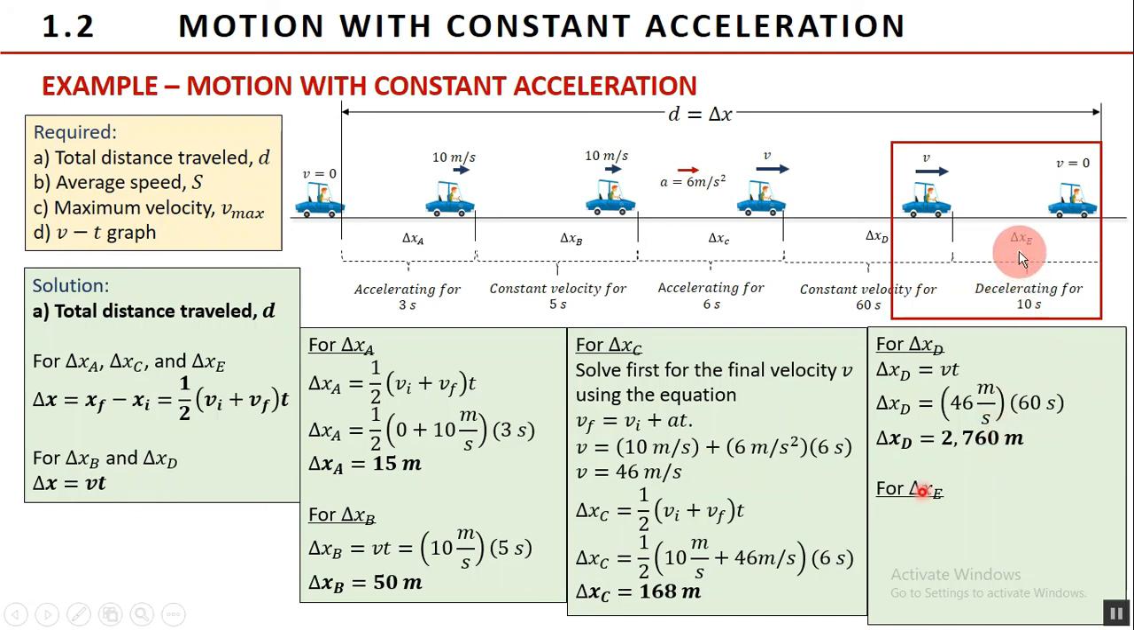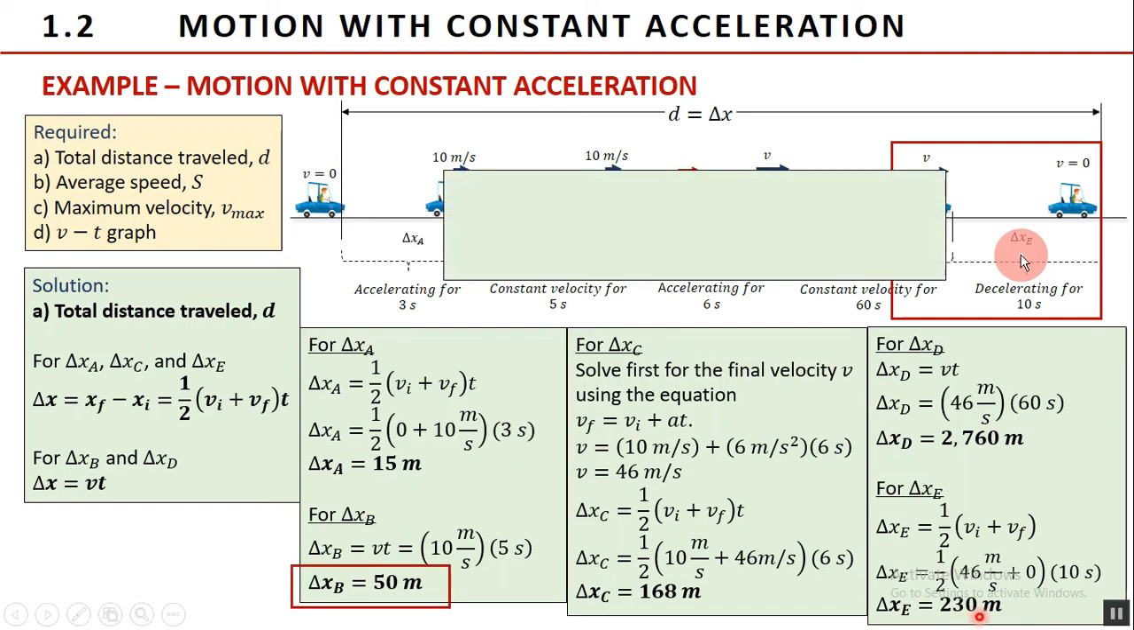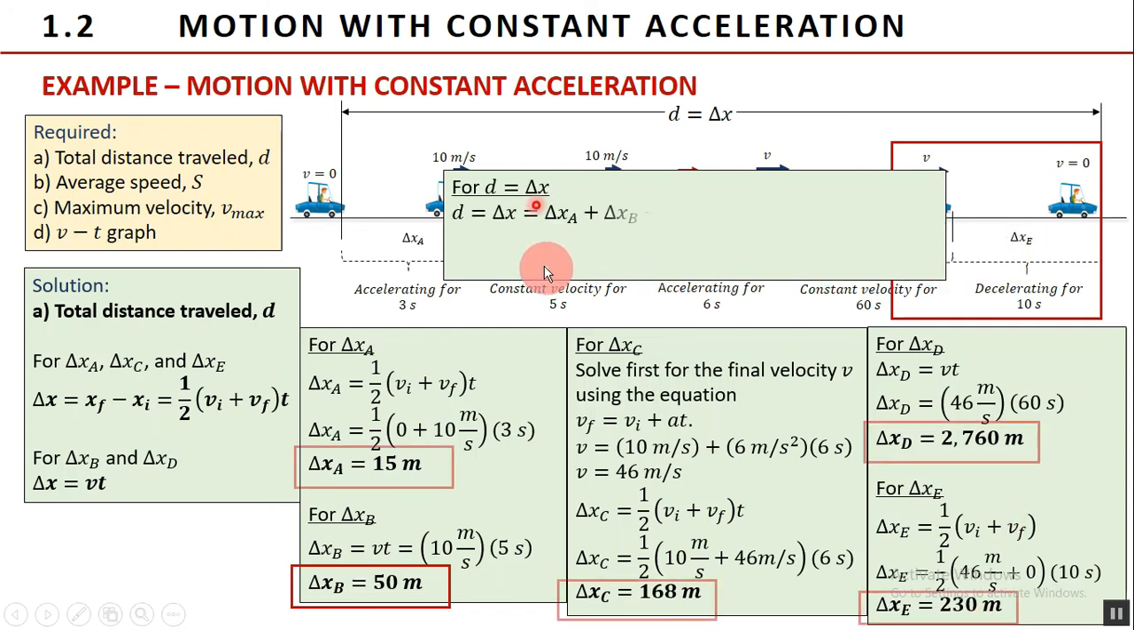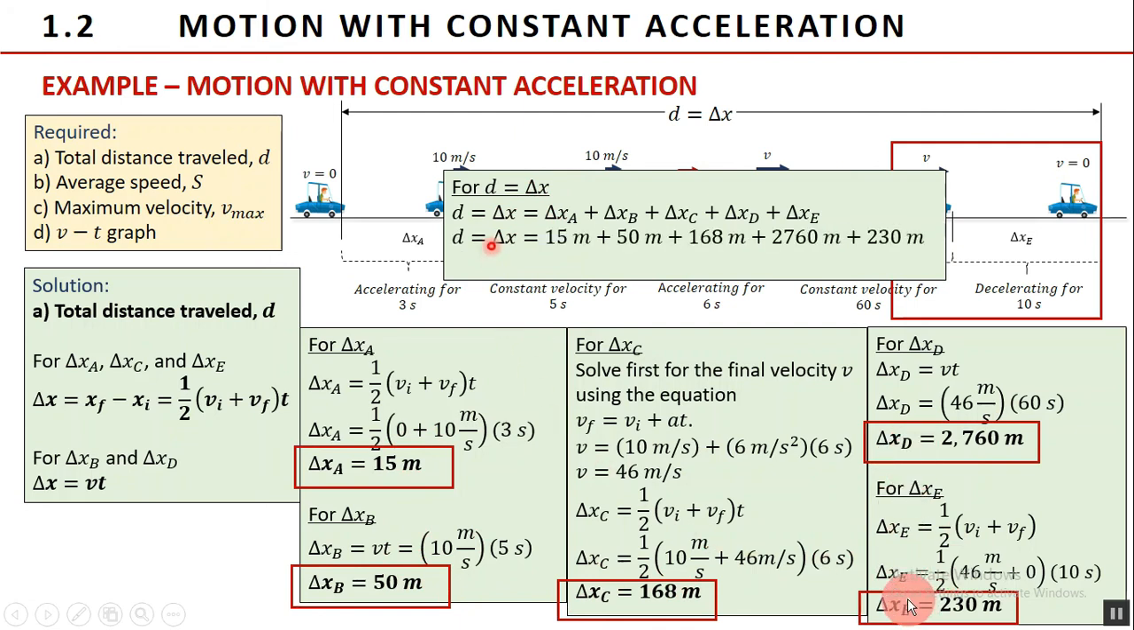Lastly, for delta x sub b, we have already the initial and final velocities, 46 and 0, so no problem at all. Delta x is equal to 1/2 of 46 times 10. So delta x sub b is 230 meters. After solving the individual distances traveled for each type of motion, now we're ready to solve for the total distance by simply adding all of these distances from delta x sub a to delta x sub e. Therefore, the total distance traveled by the car is 3,223 meters.